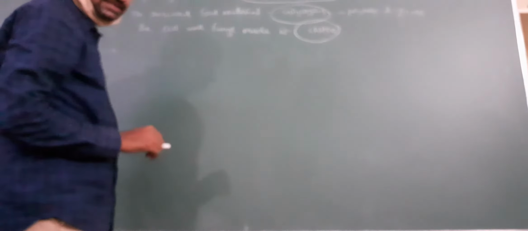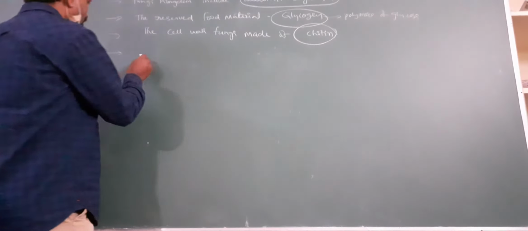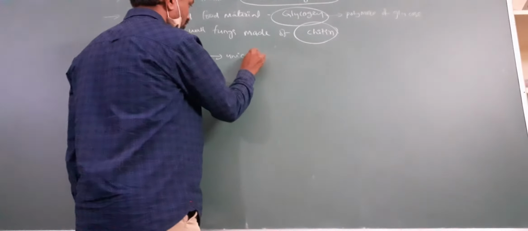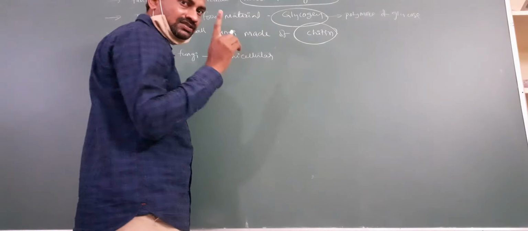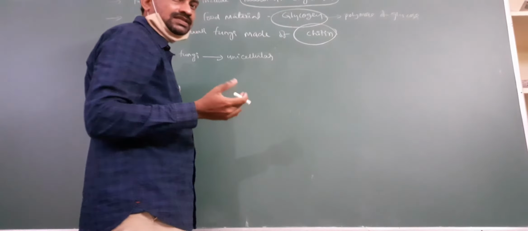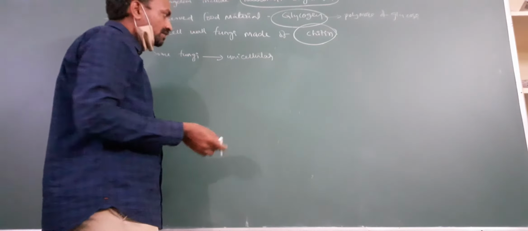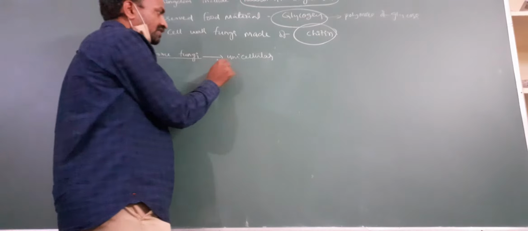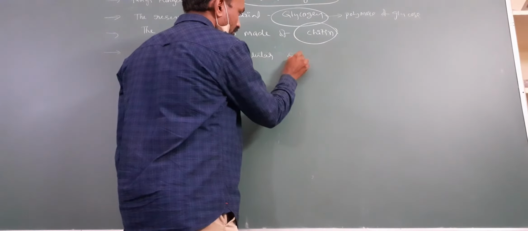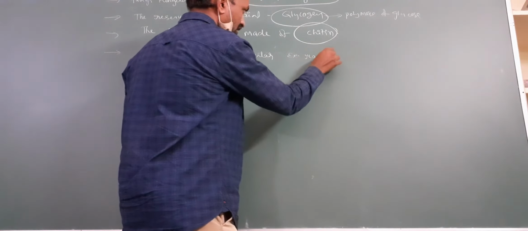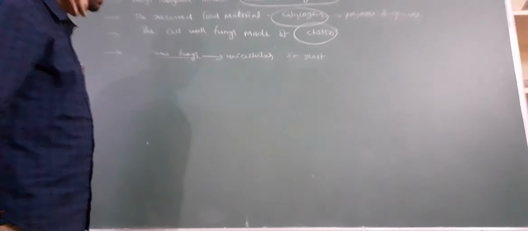If you see the thallus structure, the body of the fungi, some fungi are unicellular. Only one cell is present, just like the single-celled alga Chlamydomonas. Some fungi are unicellular. Example, yeast.